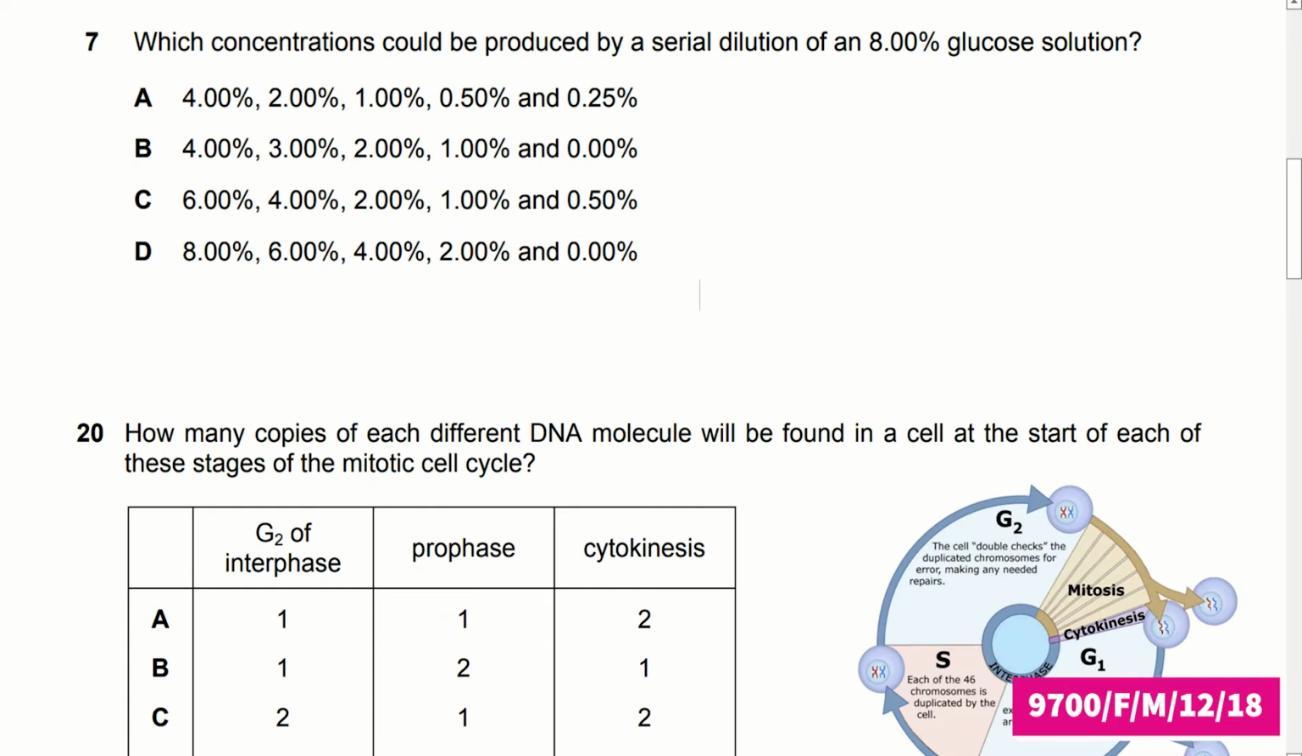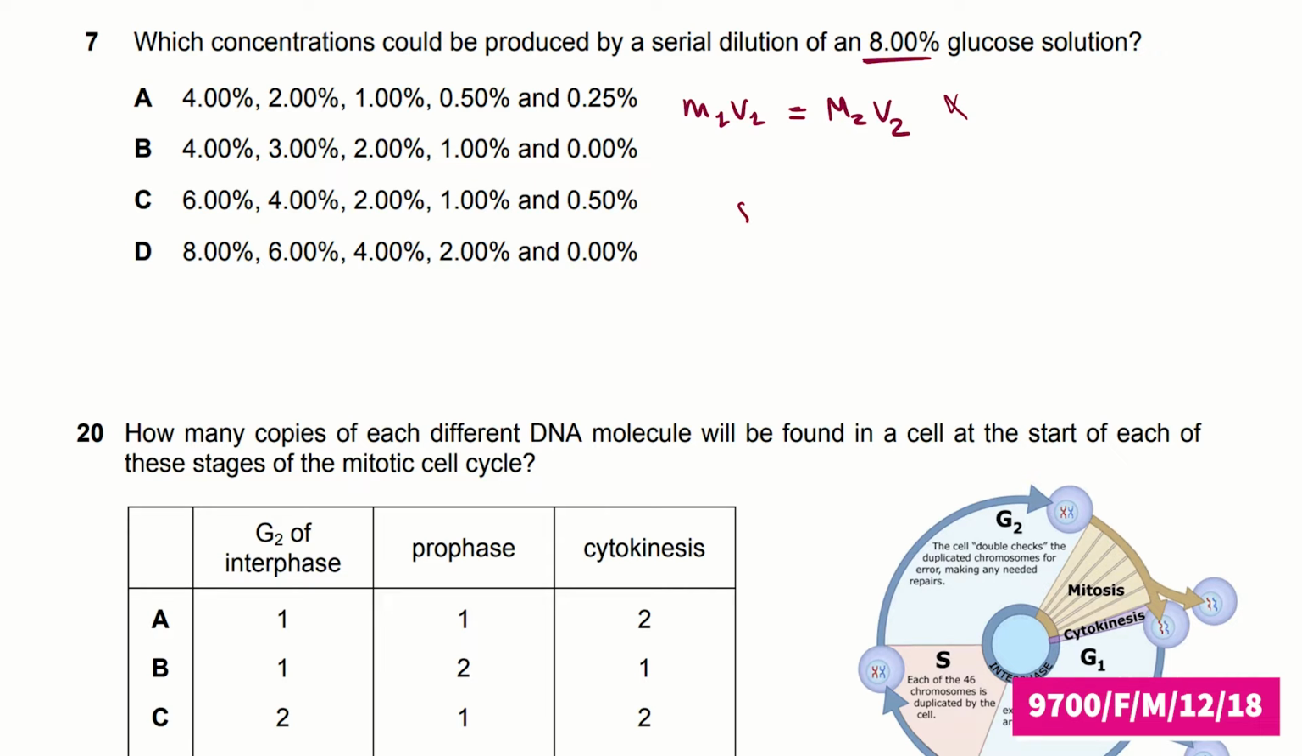Question number 7. Which concentrations could be produced by serial dilution of an 8% glucose solution? So usually the method we do serial dilutions with is we use a very simple formula of M1 V1 equals M2 V2. M stands for concentration and V stands for volume. However, here we only have percentages. Therefore, we cannot really use this formula and we have to do a serial dilution by a different way than usual. Now, a trick to how to do serial dilution using percentages is the following.